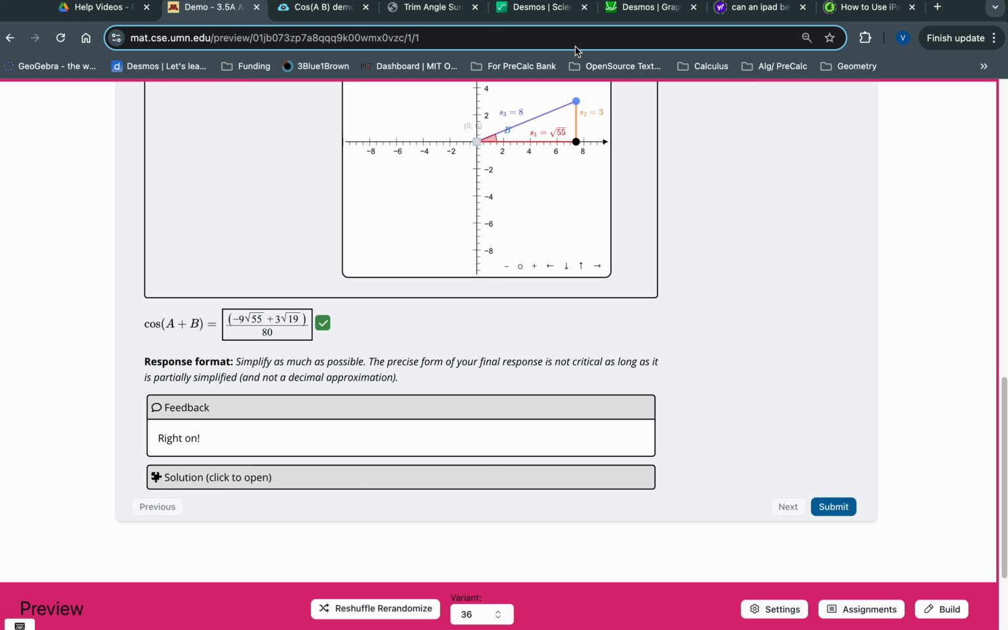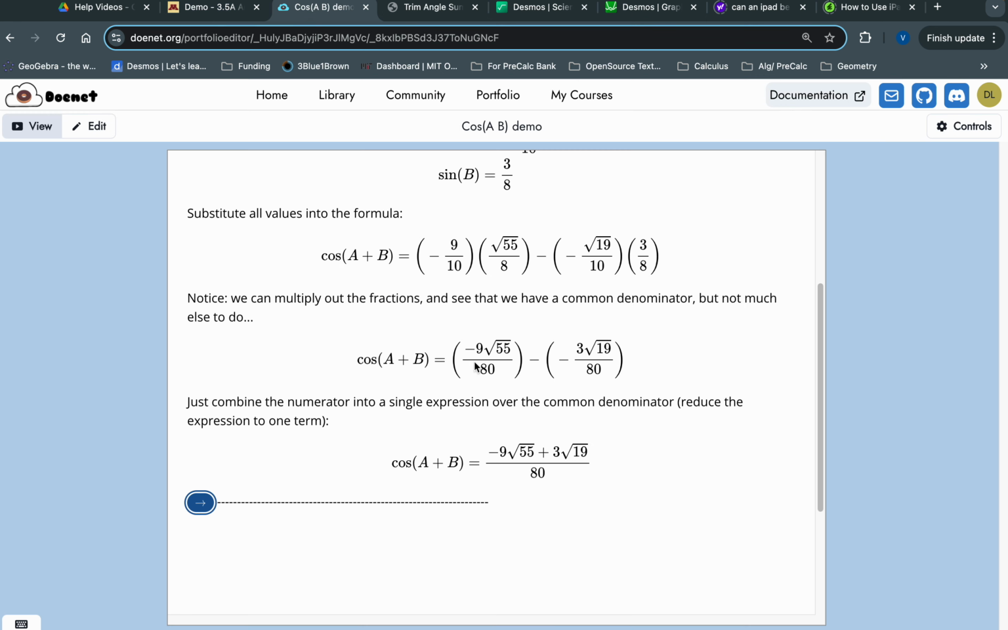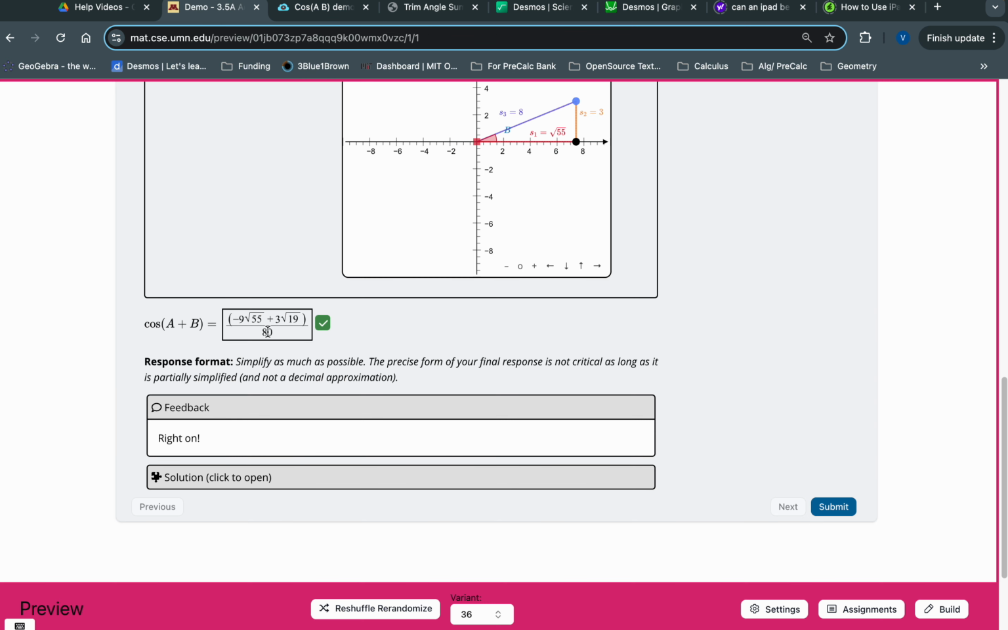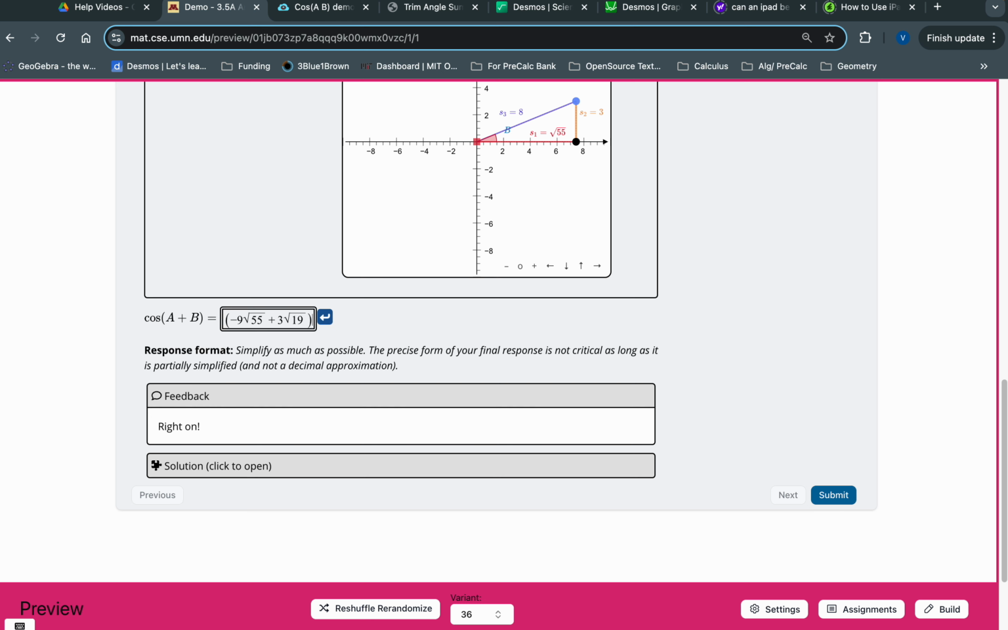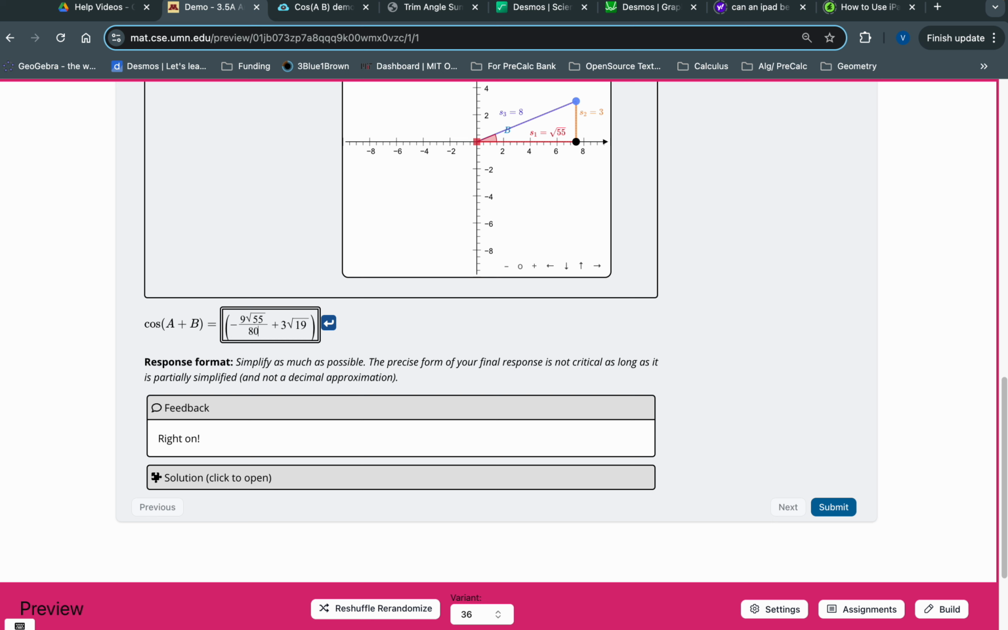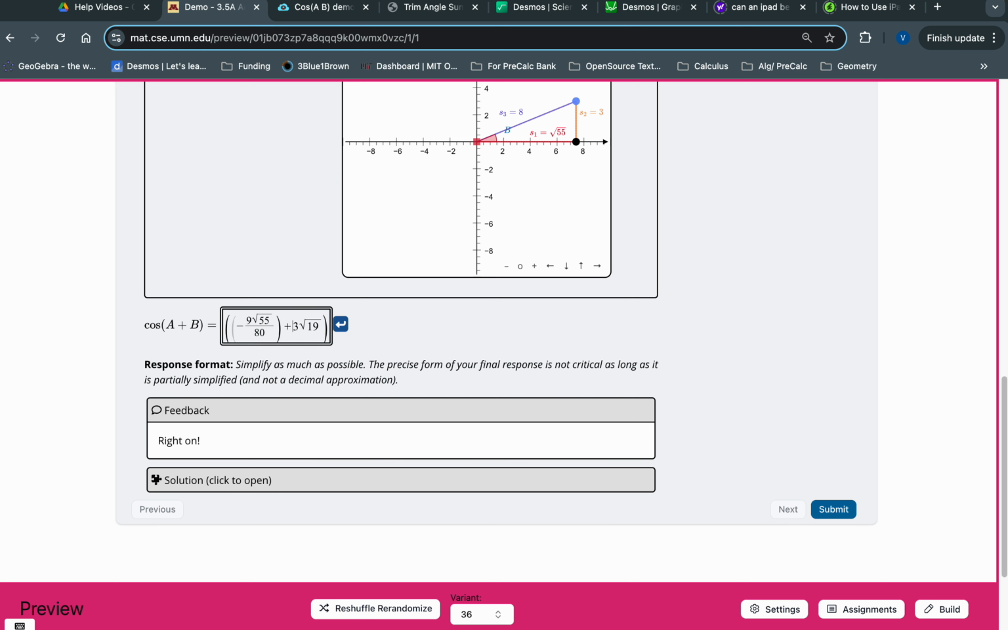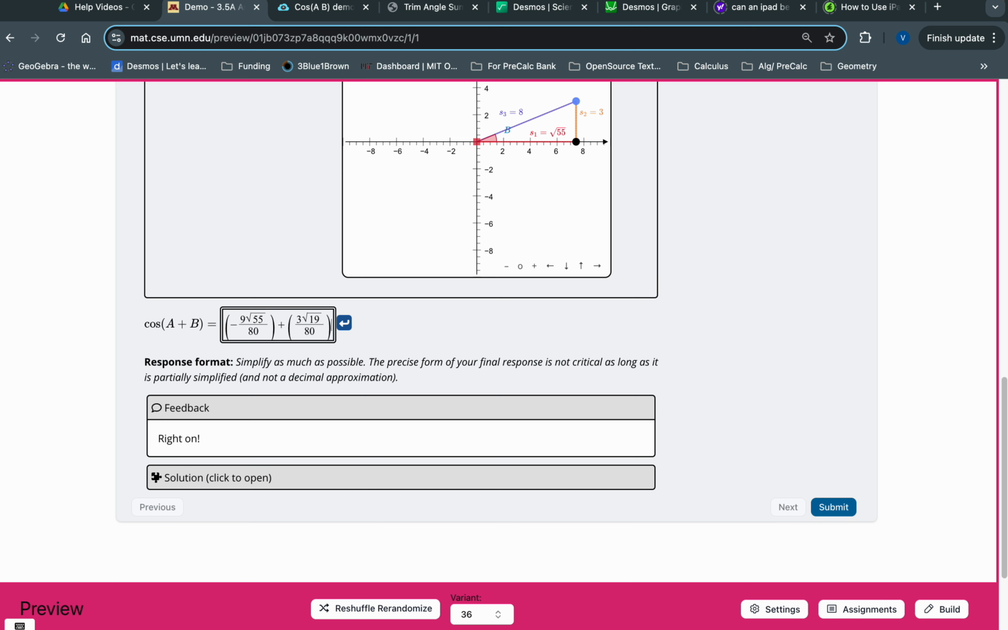If you did one step less than that, let's say you didn't really care to combine these terms together since they have a common denominator, what the system will do, if everything else is correct and it's mathematically equivalent, is it will just give you 50% for that. So I can show you what that looks like. So divided by 80, and then I'm just going to put this in parentheses.